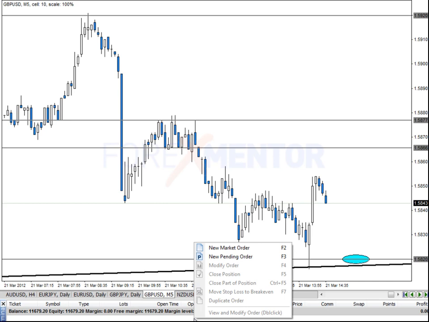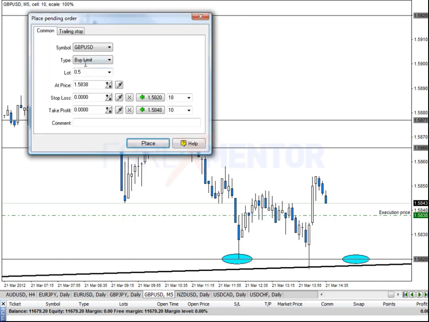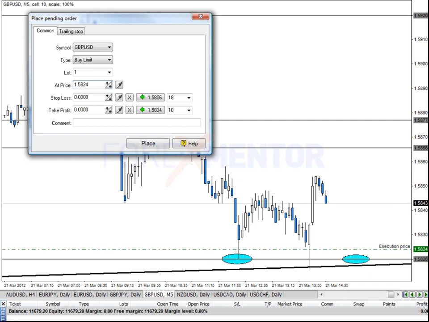So if we go to our new pending order in our platform, I want to enter a buy limit at 58. We go 21 pips above the high plus the spread, and a stop below here. Let's see what 10 pips looks like. So 10 pips below that low, okay, that's pretty good. We've got this trend line and this area here.